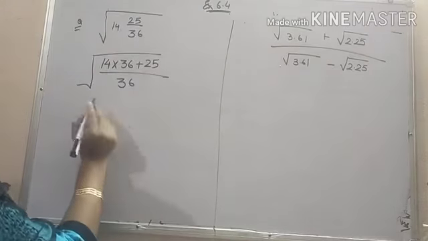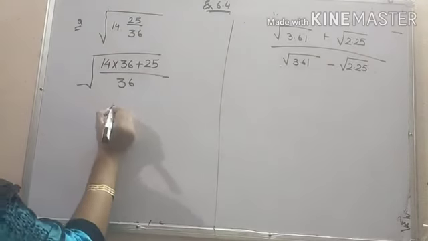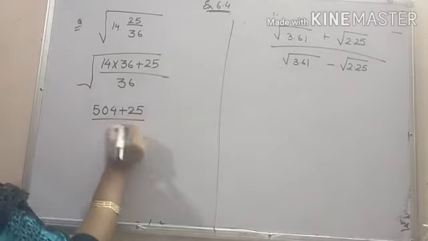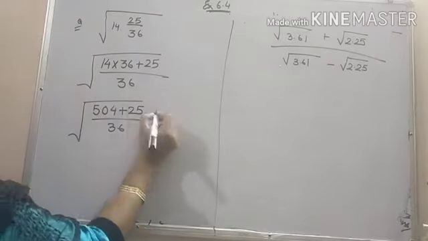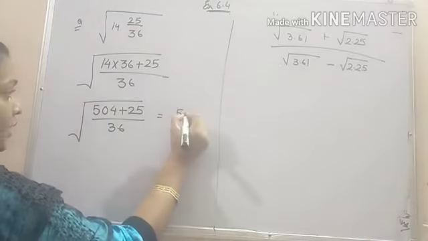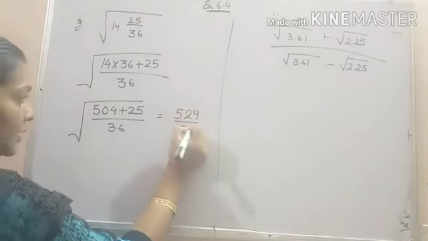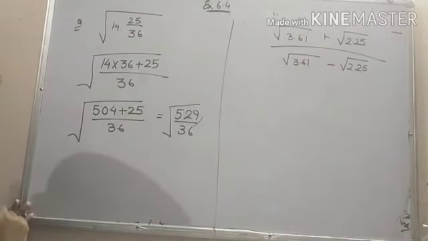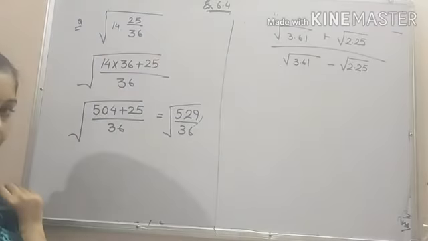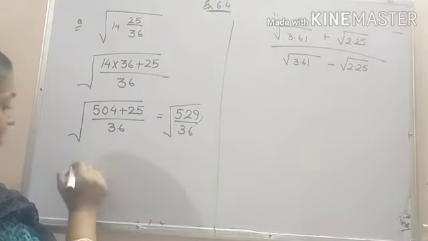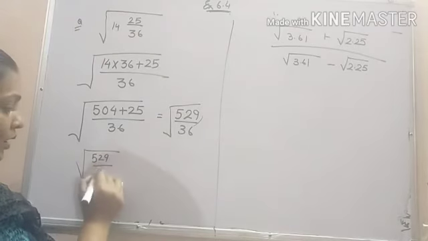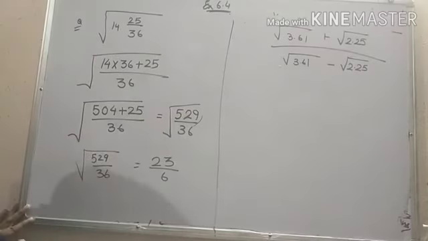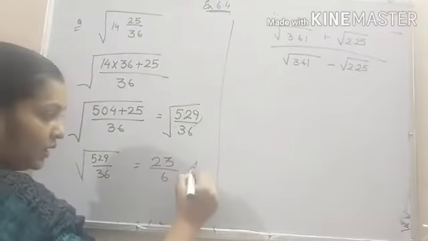When you multiply 14 into 36, you will get 504. It will be equal to 529 upon 36. And we know that 529 is the square of 23 and 36 is the square of 6. So under the root, 529 upon 36 is equal to 23 by 6. If you want to convert it into decimal, you can, otherwise you can leave it over here.